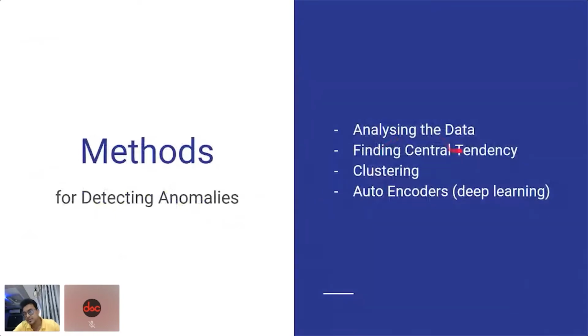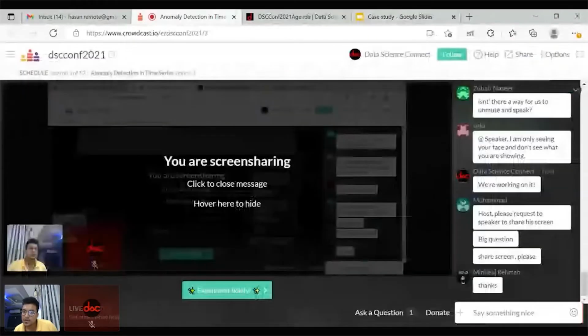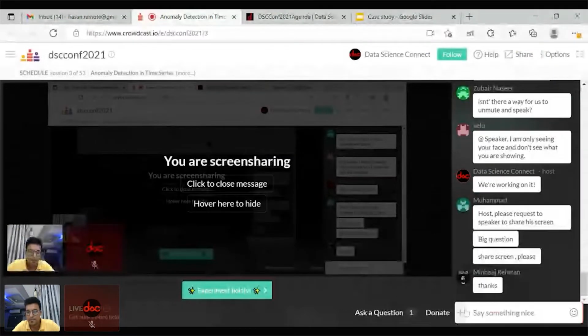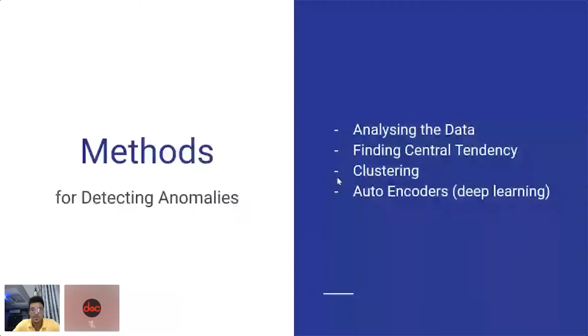The second method is basically to find a central tendency. And what do we mean by a central tendency essentially? Anybody in the chat who can tell me what we mean by central tendencies? Anyone? So essentially central tendencies mean the mean, median, mode of the data, right?